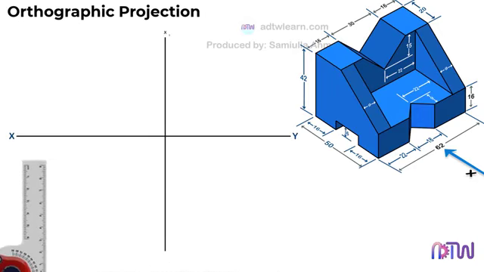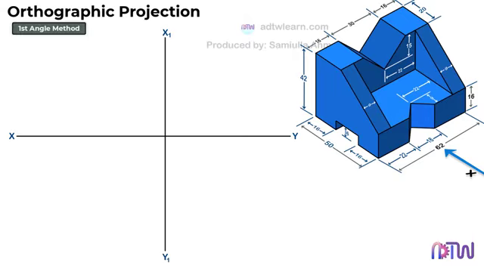Since there are no instructions given for whether to draw using the first angle or third angle method, we will draw the orthographic view using the first angle method. In the first angle method, the front view of the object will be above the XY line and the top view will be below the XY line. The left-hand side view of the object will be on the right-hand side.